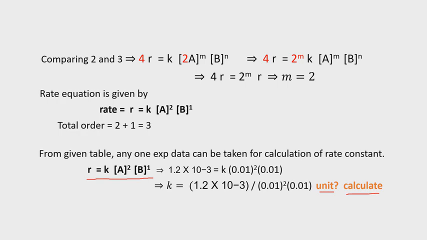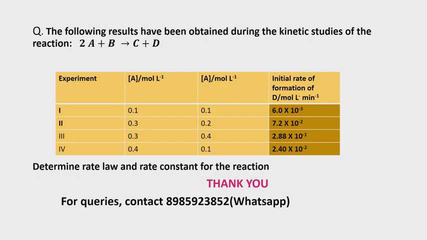Okay, I hope that you have understood. Next. The following results have been obtained during the kinetic studies of the reaction 2A plus B gives rise to C plus D. One table is given. The table consists of the data of 4 experiments. By using the table, try to solve. Determine the rate law and rate constant for the reaction.